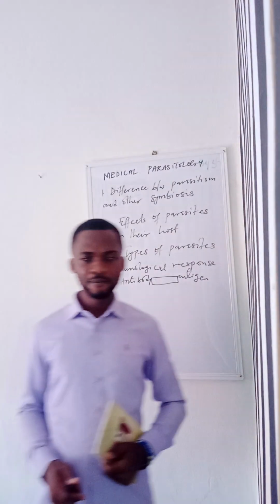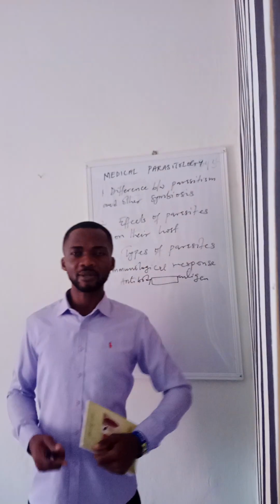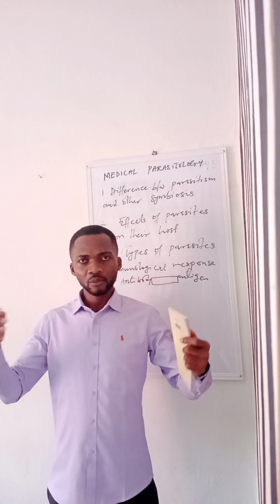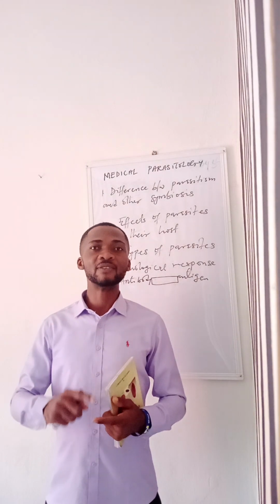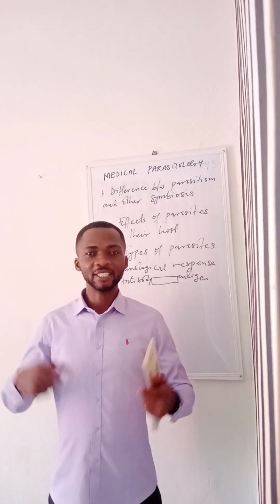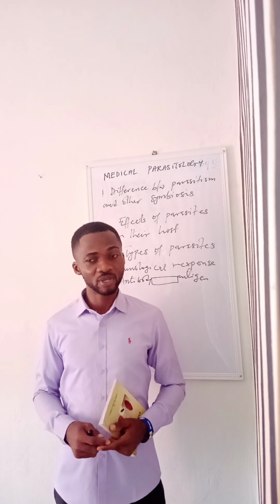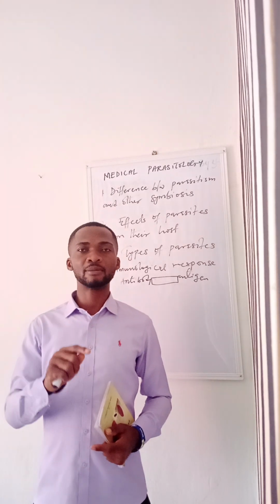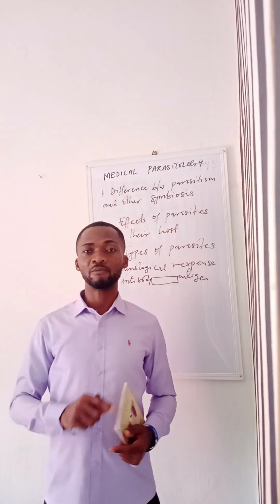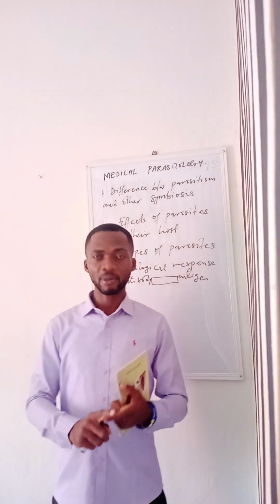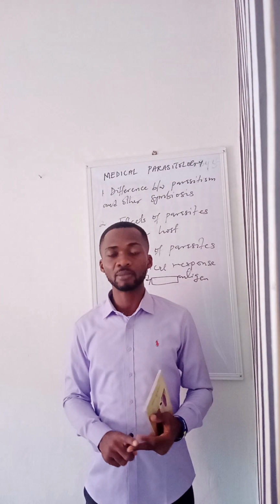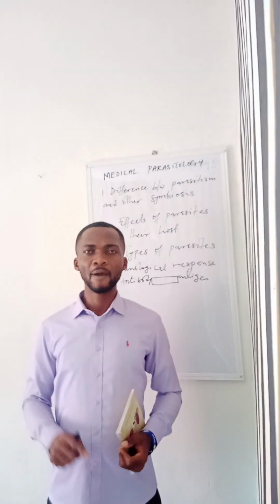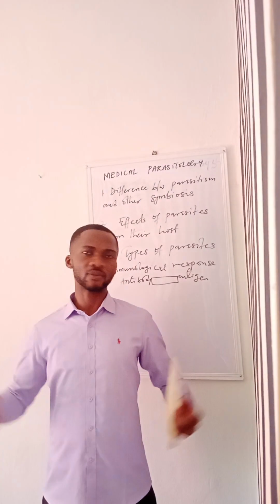Now, if you can remember in the previous class, I defined parasitism as a heterotrophic type of interaction whereby the parasite lives in or on the body of the host, deriving nourishment at the expense of the host. Now, there is a basic difference between parasitism and other types of symbiosis that we have mentioned. I talked about phoresis, commensalism, and mutualism.